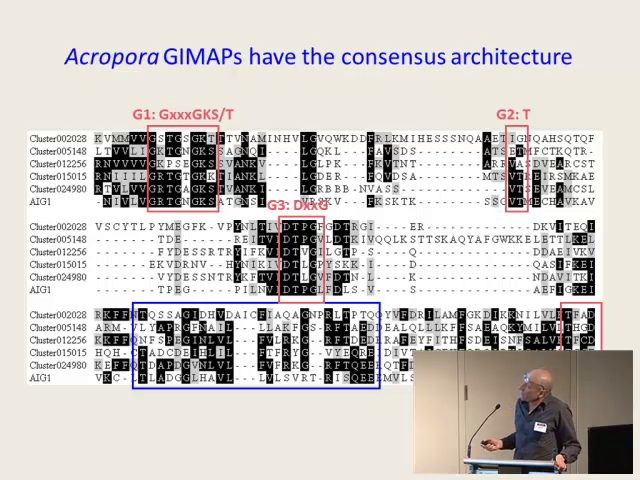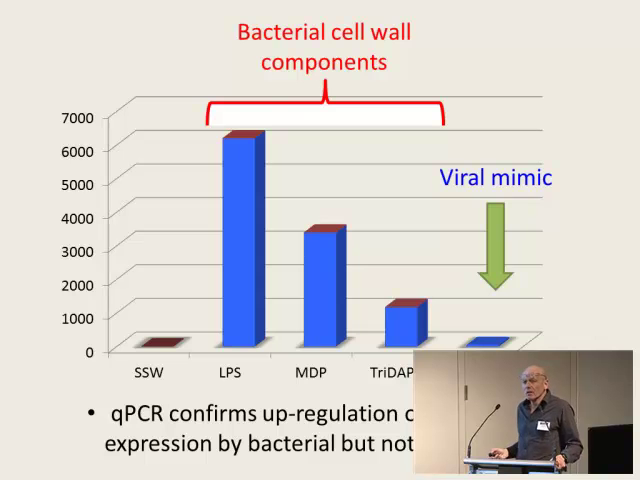What Yvonne did next was to confirm this result using quantitative PCR and to confirm that you get the same kind of response irrespective of which bacterial cell wall component you use. Remember, we used MDP, muramyl dipeptide, for the high throughput sequencing. You get the same kind of response of these genes, in fact stronger with lipopolysaccharide, and it's consistent across each of these bacterial cell wall components, whereas the viral mimic does very little to expression of these GIMAPs. So it's a response of the kind that you see in vertebrates to the same kinds of immunogens that produce that response in vertebrates.